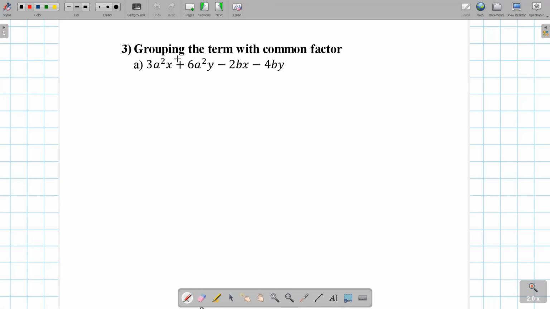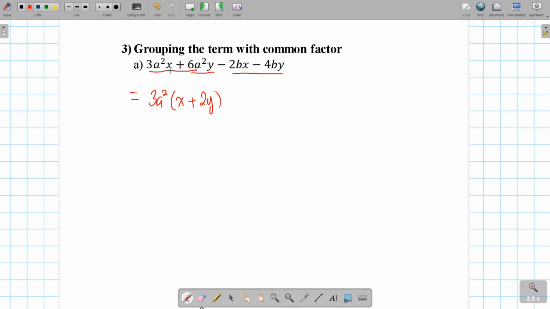Both of them, you can see they have the same common factors like this one. Okay, 3a squared and plus 6a squared have the common factors. So this one will make a pair, and then negative 2bx and negative 4by will make another pair. Once you identify the pairs, we can extract the common factor. The common factor for this pair, 3a squared x plus 6a squared y, is 3a squared. After you extract it out, we have x left, and for this we'll have 2y.